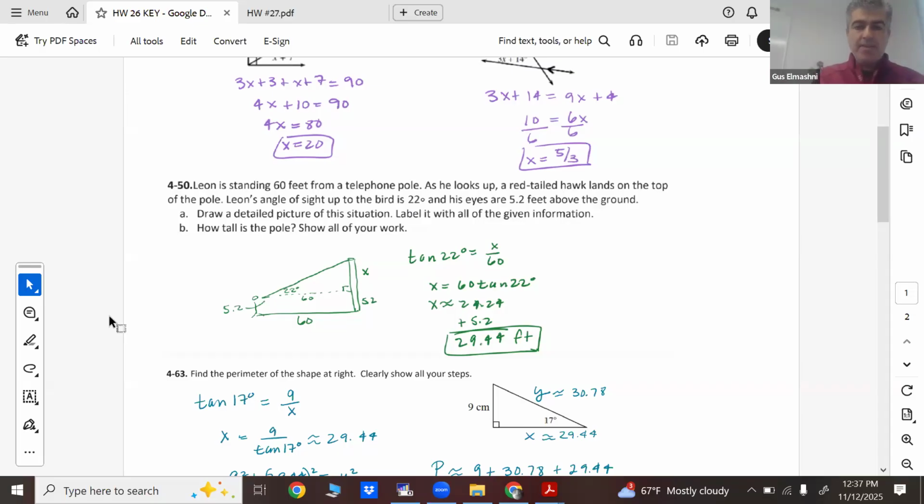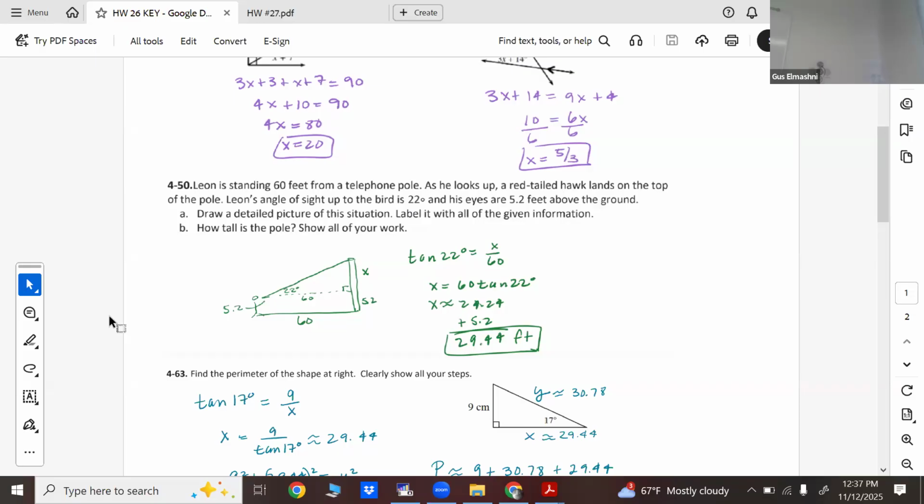So Leon, his angle of sight to the bird is 22 degrees, but his eyes are 5.2 feet above the ground. Okay, great. So you have to start from the eyes, go straight this way, and then look up to the top of something. So what you're really solving for is not this whole thing, but you're really solving for this. You're really solving from here to here, to what trig function it relates that side to that side, opposite to adjacent. Tan, correct. So you can use tangent 22 = x over 60, great, got that.